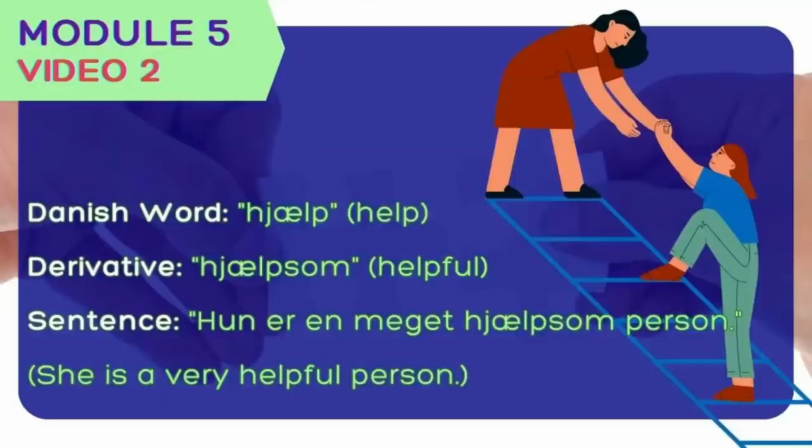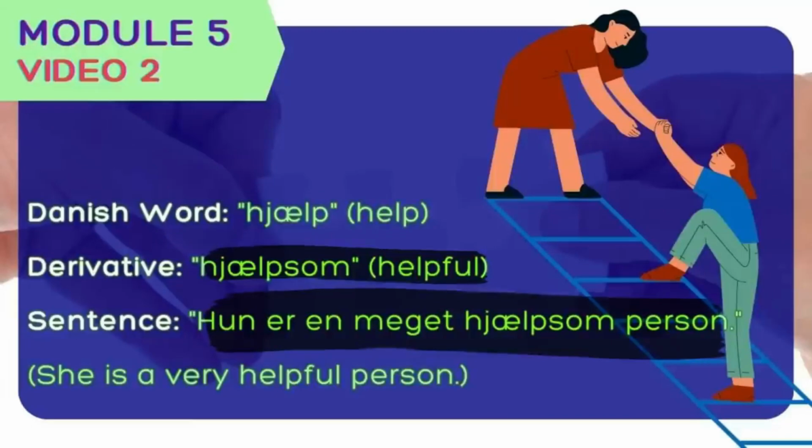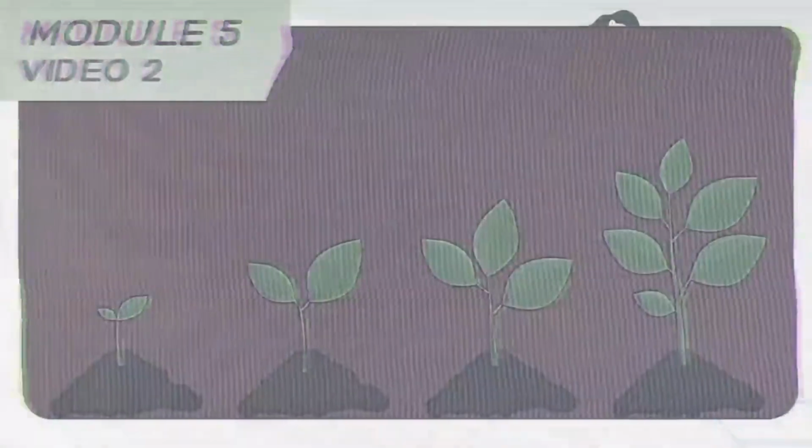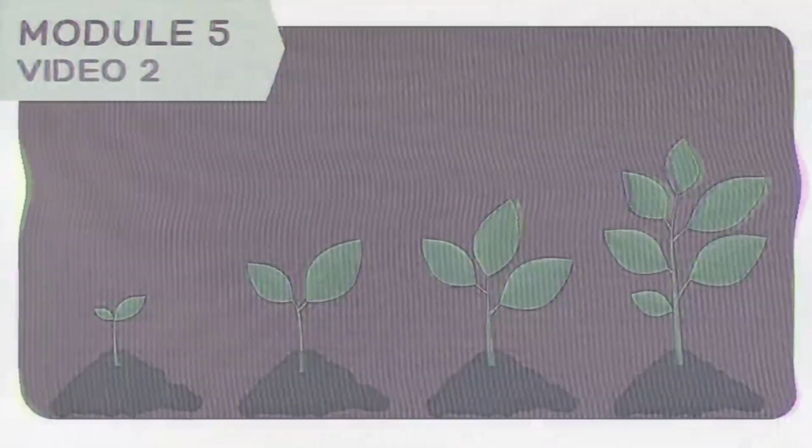Here's another example as I help you climb the ladder to Danish victory. Danish word hjælp, help. Derivative, compound, hjælpsom, helpful. Sentence: Hun er en meget hjælpsom person. She's a really helpful person. So I hope you can now envision your Danish vocabulary blossoming and growing much easier.